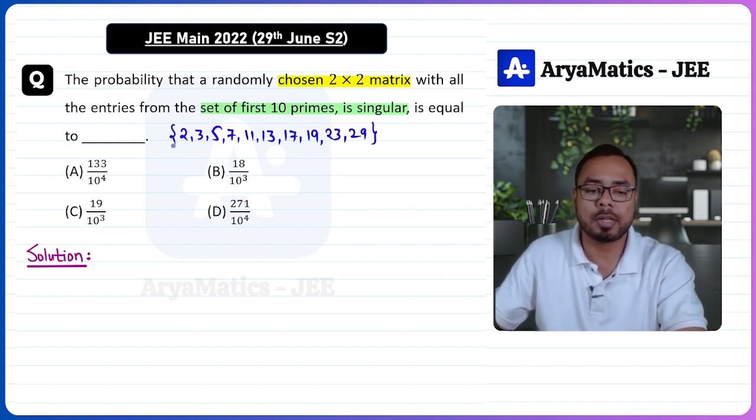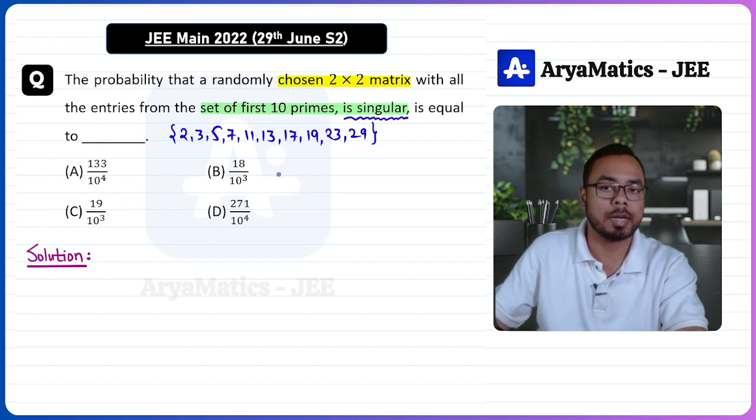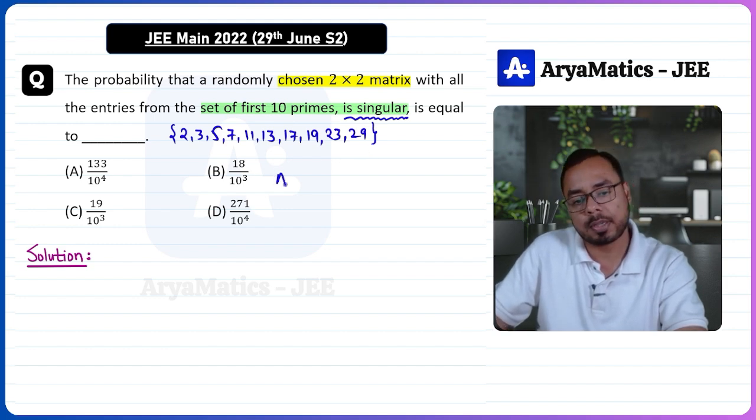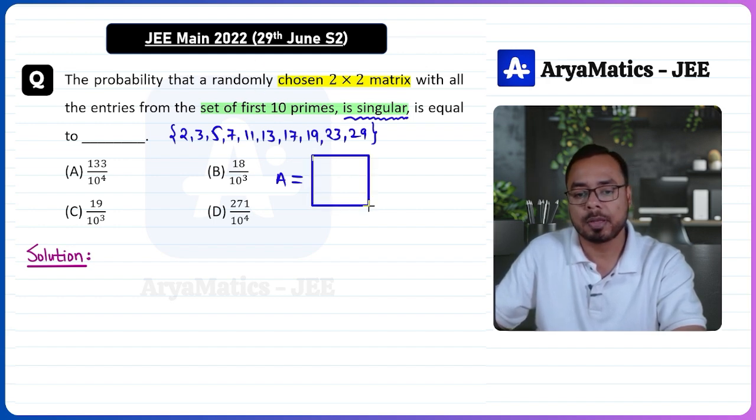Now the question is that using these 10 prime numbers, a 2 cross 2 matrix is created, and we have to find the probability that that matrix will be a singular matrix, right? Now let us say this is our 2 cross 2 matrix A, and there are 4 unknowns in that. Let us say those unknowns are a, b, c, d. So here we have this matrix. In the first row, let us say we have a and b, and in the second row we have c and d.